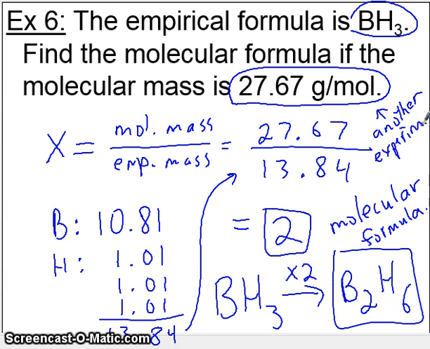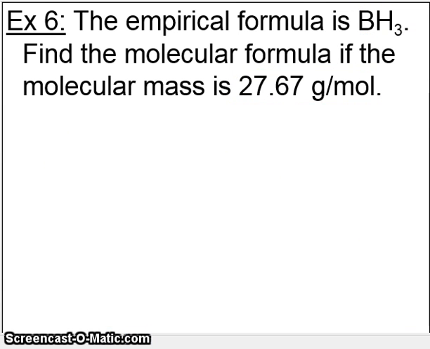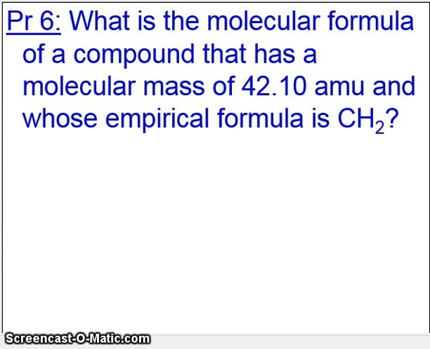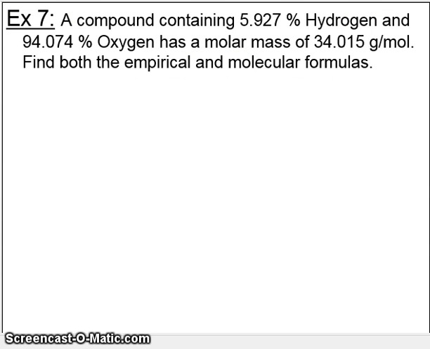So take a look at this and try a problem of your own. Very similar. And then let's go ahead and put it all together. This last example that we do, we'll put together the idea of empirical and molecular formula. So here's the problem. A compound contains 5.927% hydrogen and 94.074% oxygen. It has a molar mass of 34.015. So this is going to be our molecular formula's mass. Find both the empirical and molecular formulas.